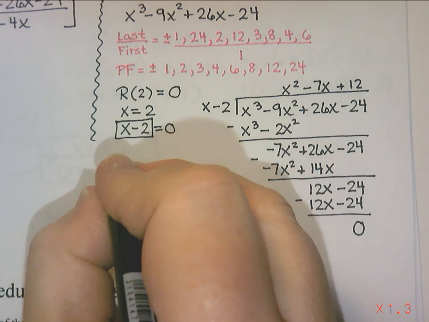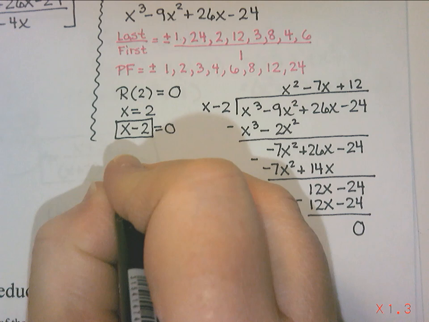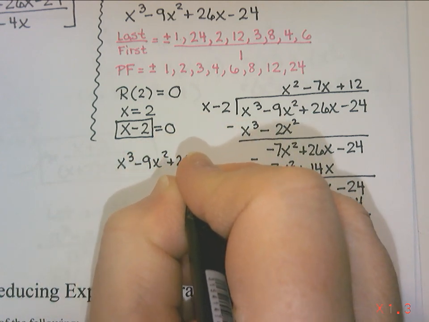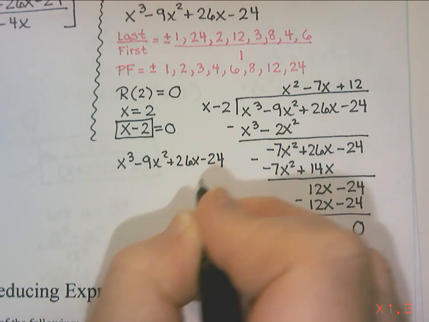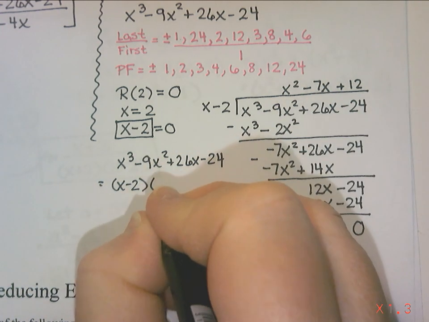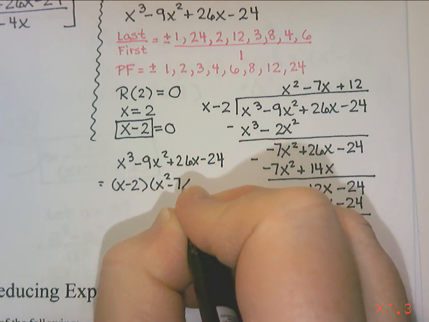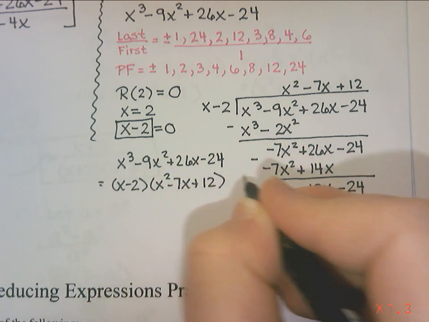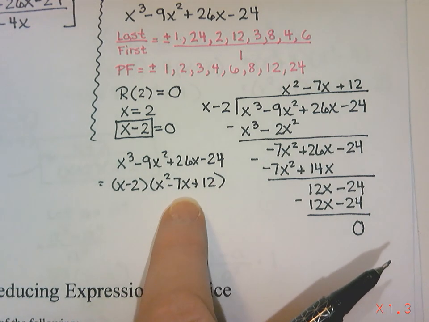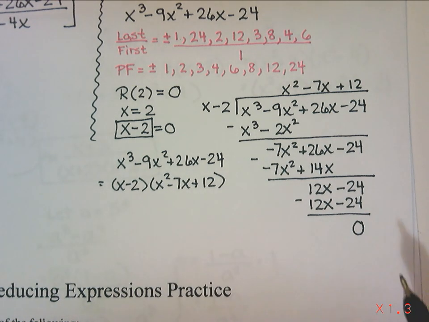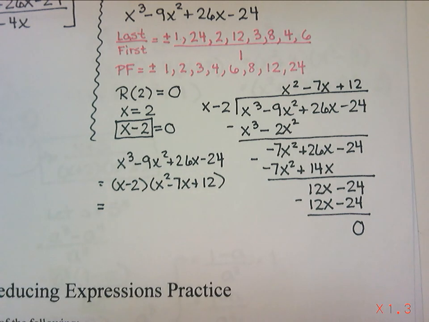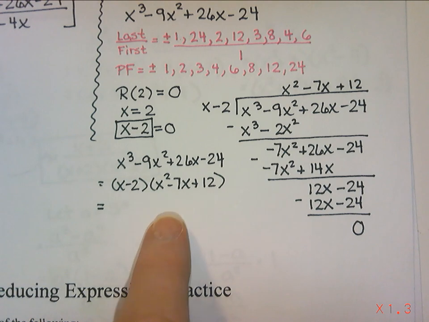That means that my expression x cubed minus 9x squared plus 26x minus 24 is the same thing as x minus 2 times x squared minus 7x plus 12, and then plus the remainder of 0, but I don't really need to put the 0. Now I need to see if I can factor that any further. I don't have a lot of space, so I'm just going to keep working here because that's the only room I have. It has 3 terms.